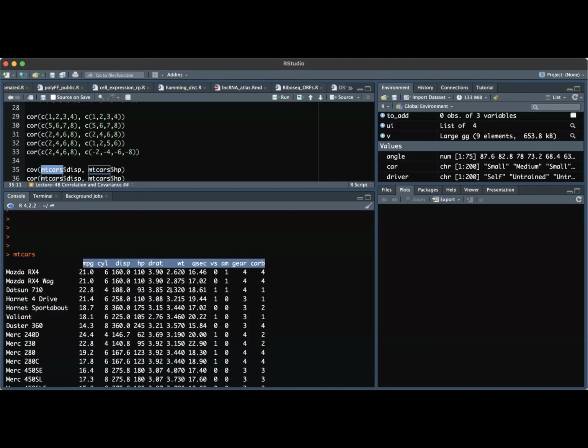Now we're looking at covariance and correlation. So we have cars and we have different variables, which are the engine parameters.